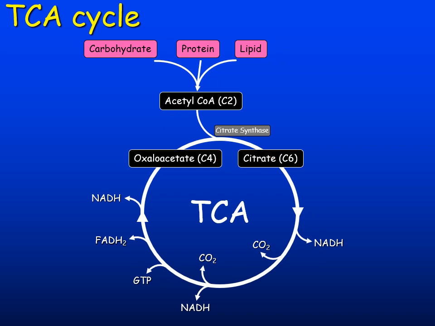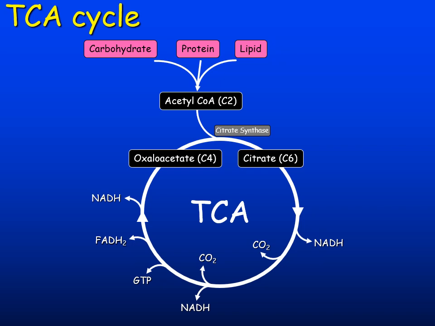Now, citrate, through a series of other enzymatic steps, is gradually broken down. It releases two CO2 molecules, so in effect the two carbons that went in here are cleaved off at a couple of different points around the cycle. And it also generates a whole stack of NADH, 3 of them in fact, FADH2 and GTP. And after you've done one complete lap of the TCA cycle, you're back to your starting molecule, oxaloacetate.